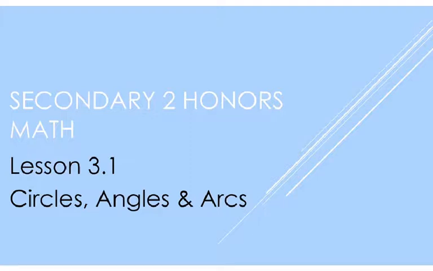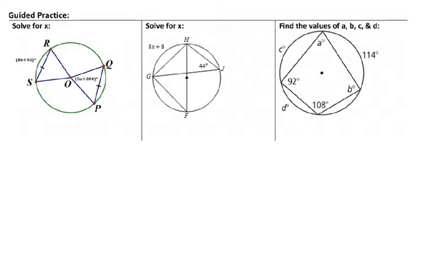This is the second part for lesson 3.1 on arcs, circles, and angles. So in the last part we learned some vocabulary words, and in the first part we had some different angles that happen with circles, and we're going to apply those now. In these first few questions we're going to solve for x. So let's look at number 1.